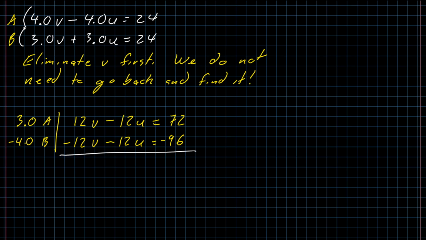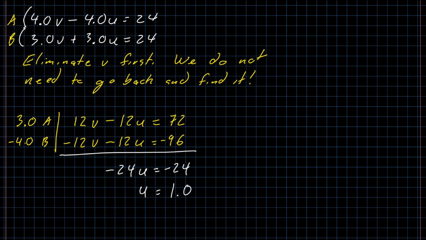Add these together. 12 minus 12 is 0. Negative 12 plus negative 12 is negative 24u. And then 72 minus 96 is negative 24. Divide both sides of the equation by negative 24 and you get that u is 1.0.